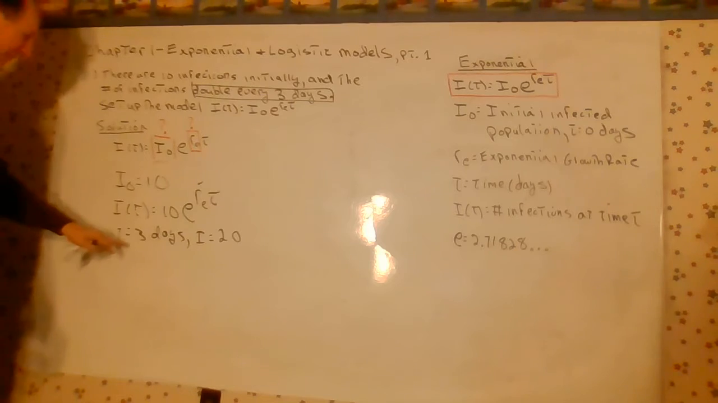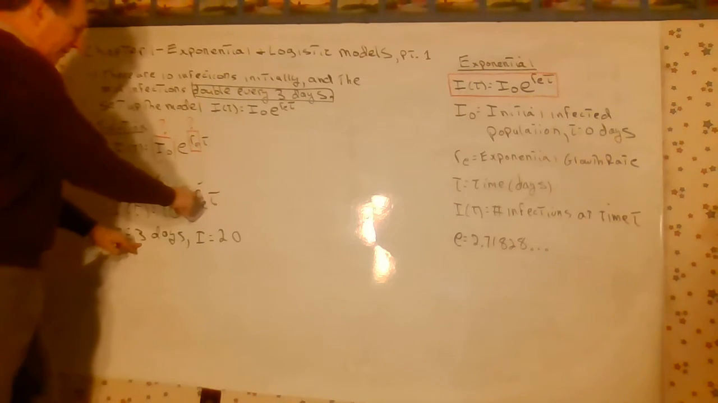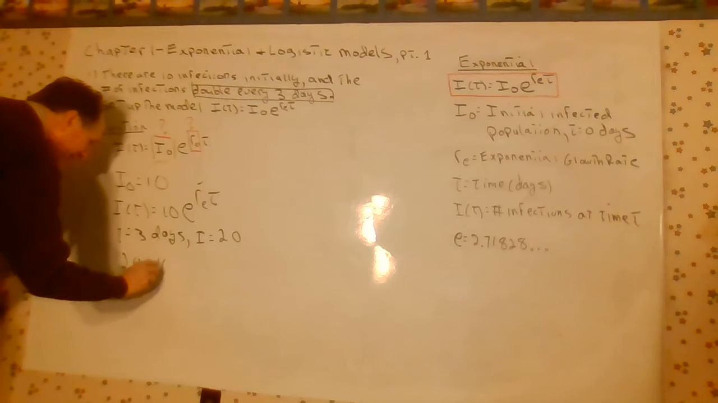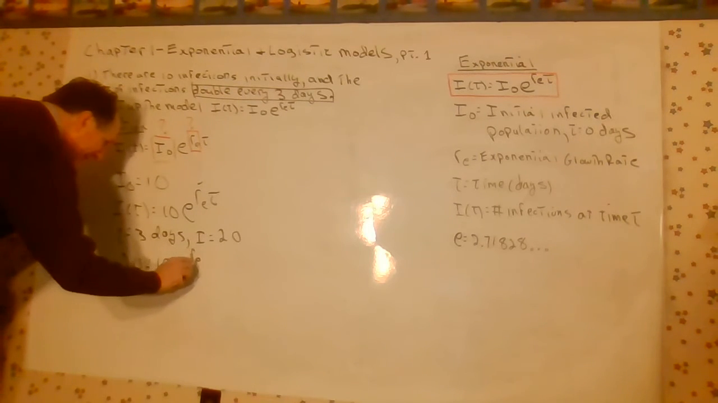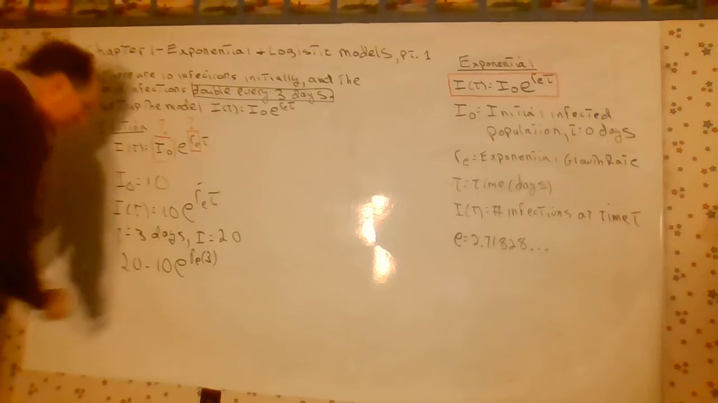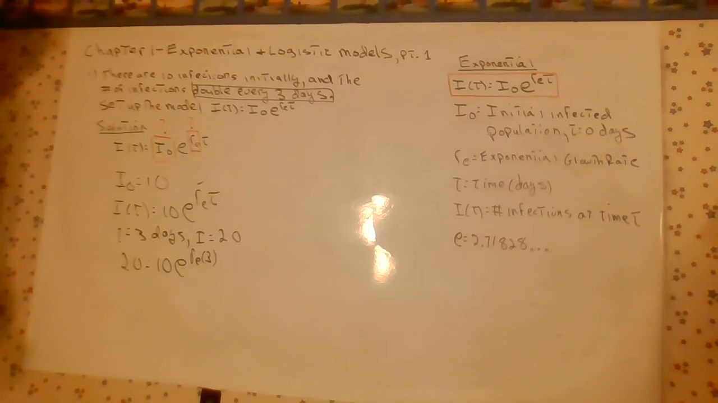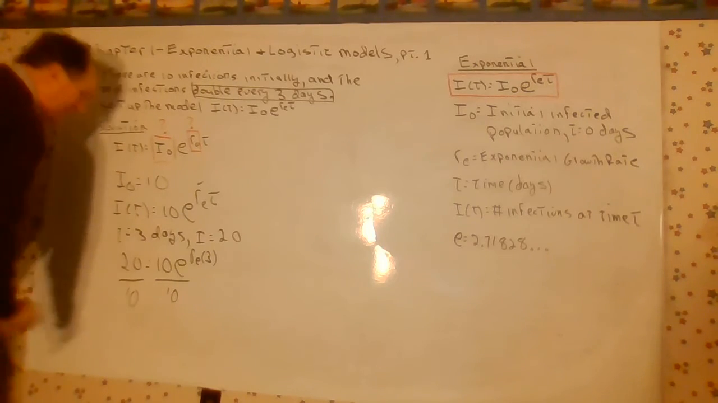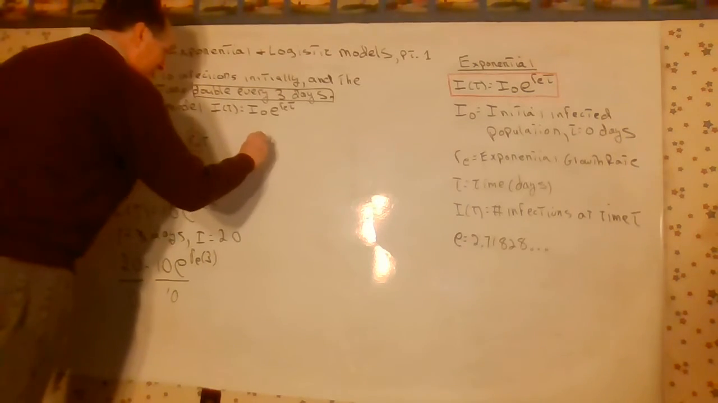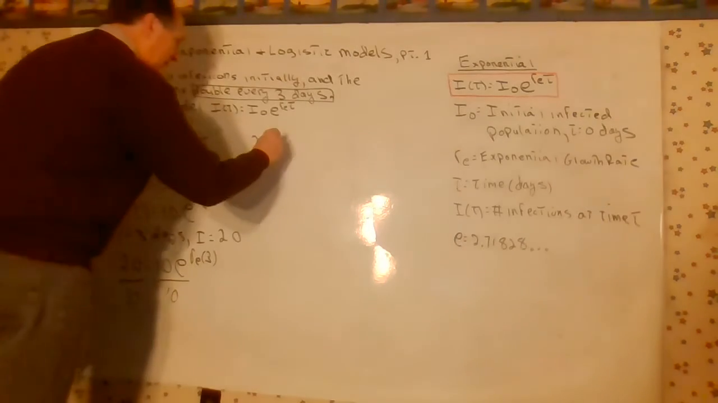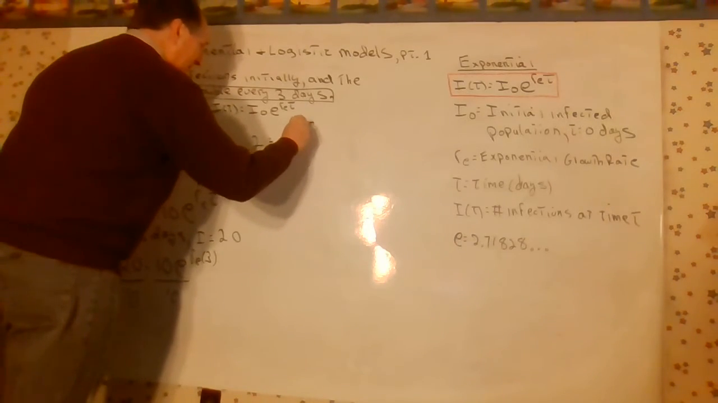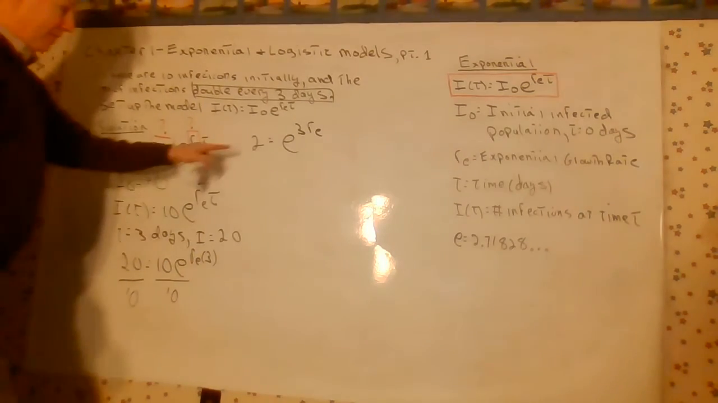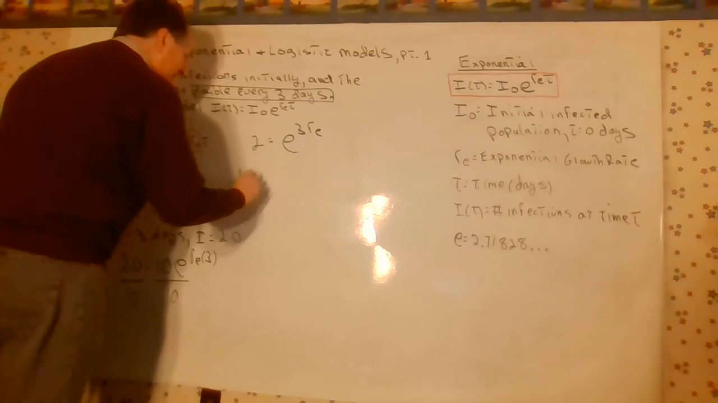Now we can substitute. 20 substitutes into here, 3 in here. We're left with one variable. And so we have 20 equals 10 e to the r e times 3. Now we need to solve for r e. Well, we can divide both sides by 10, and that gives us 2 equals e to the 3 r e. And then we can get rid of this e by taking the natural log of both sides.